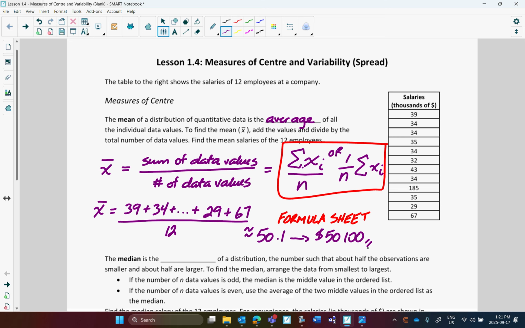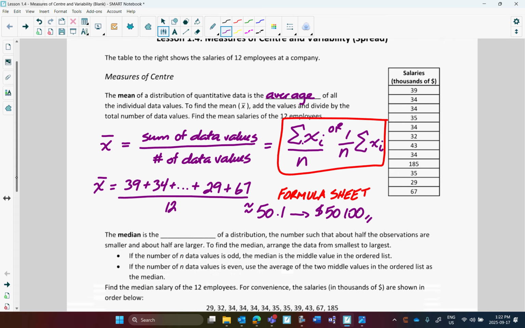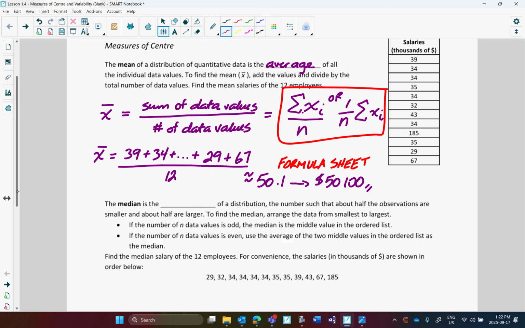Okay, so that's pretty straightforward. The median of a distribution. We refer to it as the midpoint, or it's the middle number in a distribution. So obviously, to find the middle number, the data has to be organized from smallest to largest, or largest to smallest. We usually do smallest to largest. Okay. The number in the middle depends on how many data values there are.